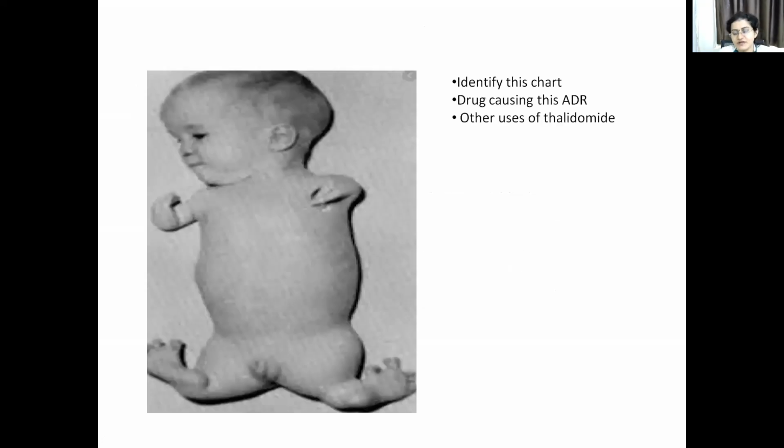Then let us come to the next chart, that is chart number 2. So identify this chart. What is this chart showing? See here, the newborn baby is having seal-like limbs. You can see there are no fingers, nothing, seal-like limbs, just like flippers. So what is this reaction? This is called phocomelia, which is the seal-like limbs and is mostly caused by the drug thalidomide. So what is the history of thalidomide?